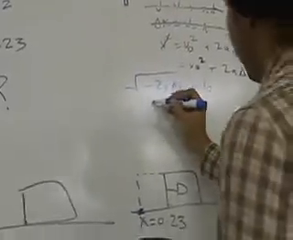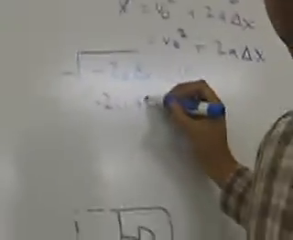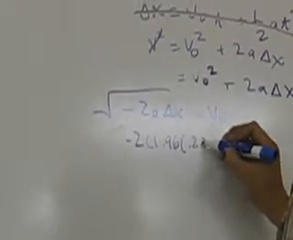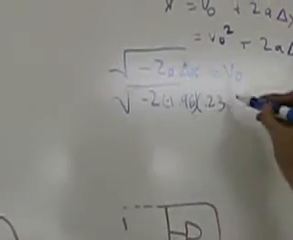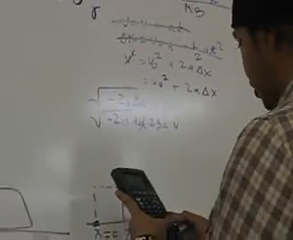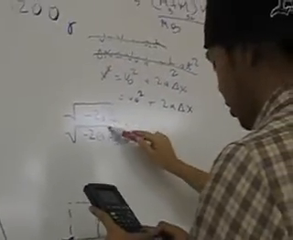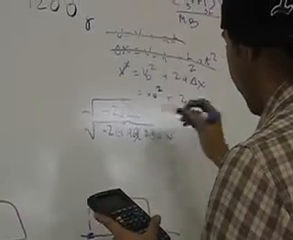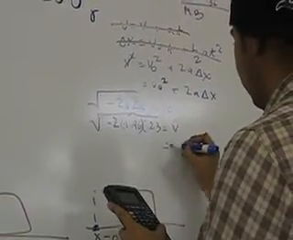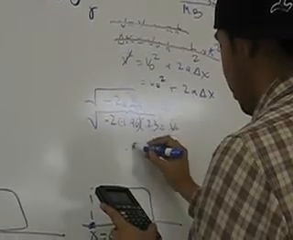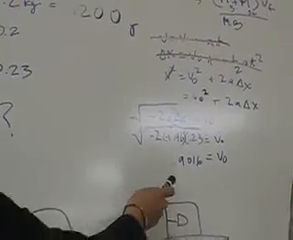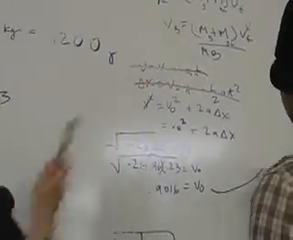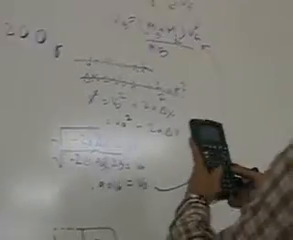So we go negative 2 times negative 1.96 times our change of x, 0.23. Equals VO squared. So that would be 2 times 1.96 times 0.23, and VO equals 0.9016. Alright. So then we can just plug this into that equation.